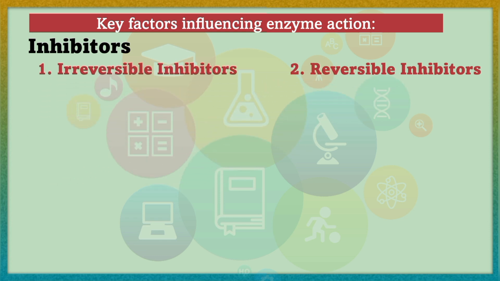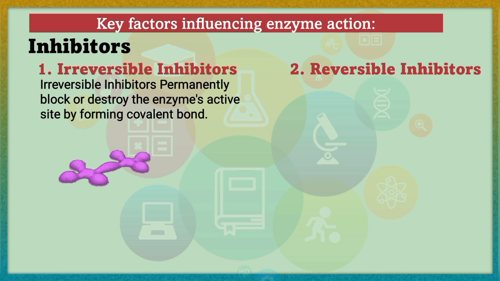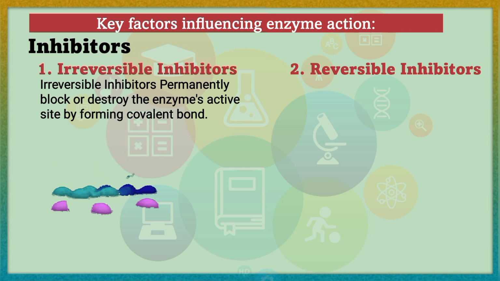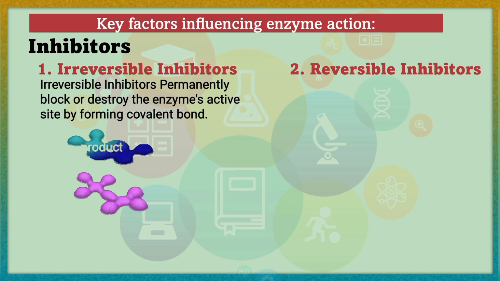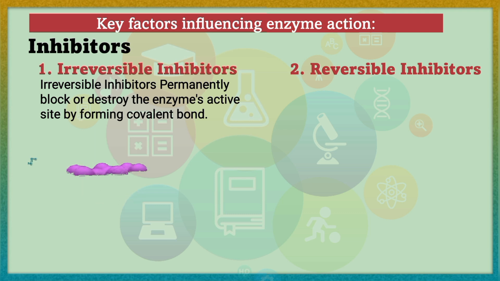Irreversible inhibitors. They check the reaction rate by occupying the active sites or destroying the globular structure. They occupy the active sites by forming covalent bonds, or they may physically block the active sites.